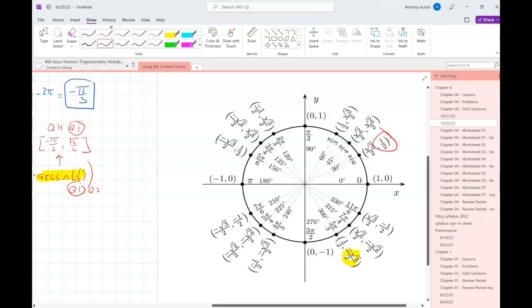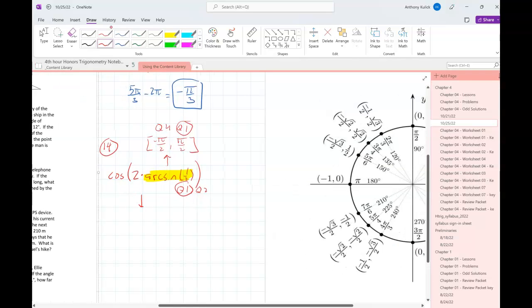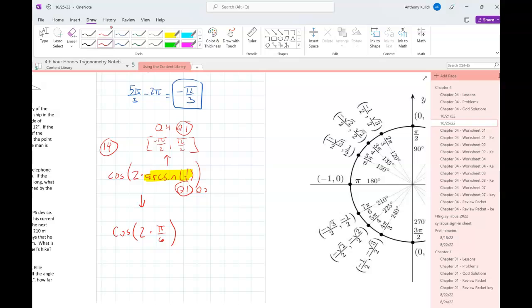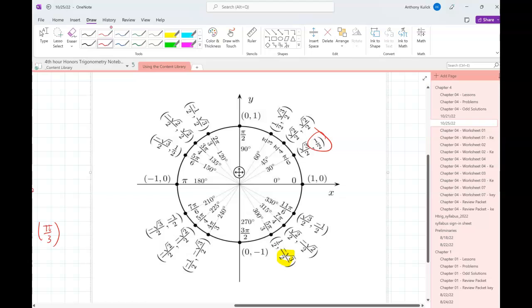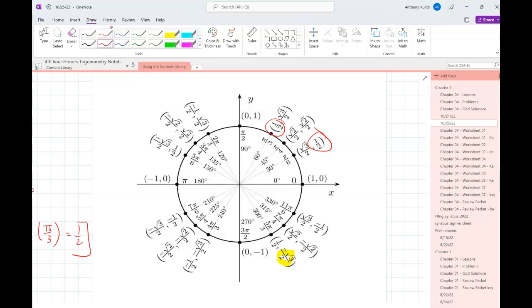Cool with that? Okay. So I have then cosine of 2 times pi over 6. 2 times pi over 6 is pi over 3. And when I do cosine of pi over 3, that's the x-coordinate at pi over 3, which is 1/2 again, which feels like it should be the wrong answer, but it's definitely not.